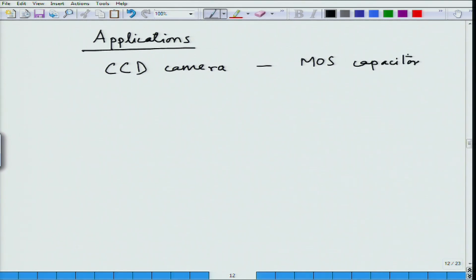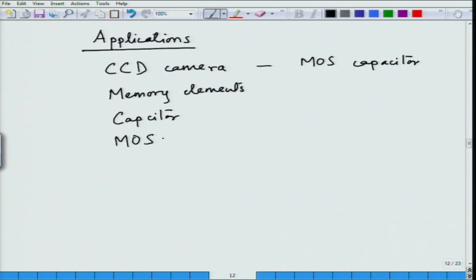Then there is another application, as I already mentioned, it can be used as a memory element, because now you have two states of capacitance depending on what voltage you apply. It can be used as a capacitor itself in an integrated circuit, and of course, it is a very important part of a MOSFET, the MOS device, which basically is dominating most of the electronic circuit fabrication. The MOSFET is a very important device.